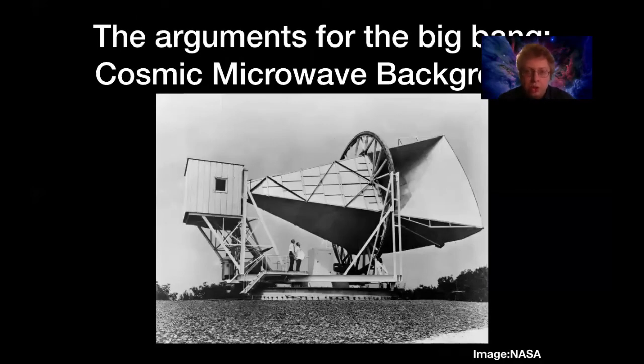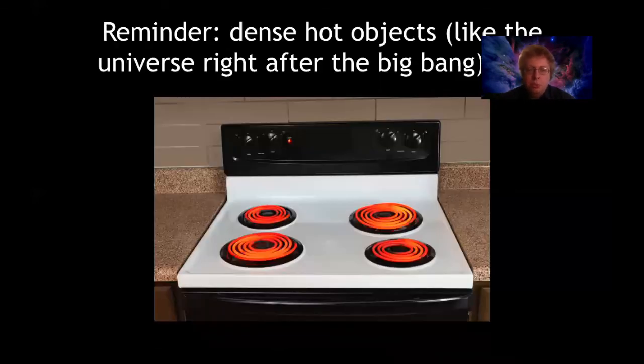The other very strong argument against the steady state model was actually discovered by accident, and this is the cosmic microwave background radiation. So remember from our light lecture, dense, hot objects glow, and they produce light that looks like a black body spectrum. So what else have we been talking about today that's hot and dense? And the answer is the universe itself. The entire universe right after the Big Bang was very hot and very dense. So we should infer that the Big Bang should glow, just like these stove burners are glowing right now.